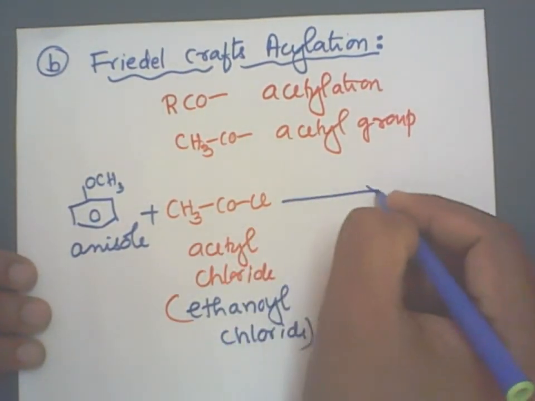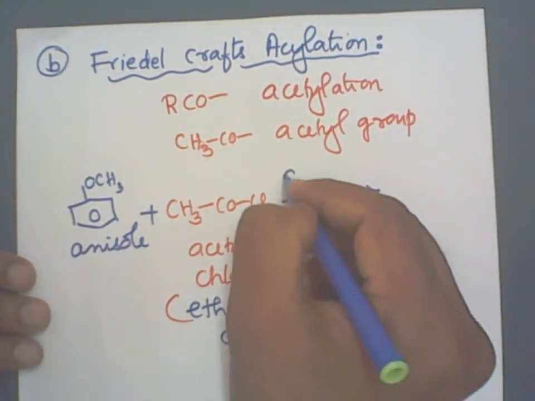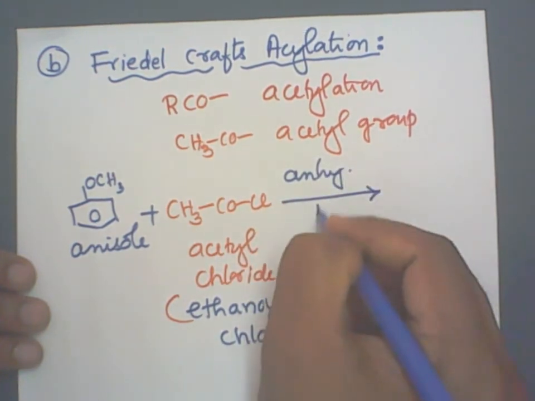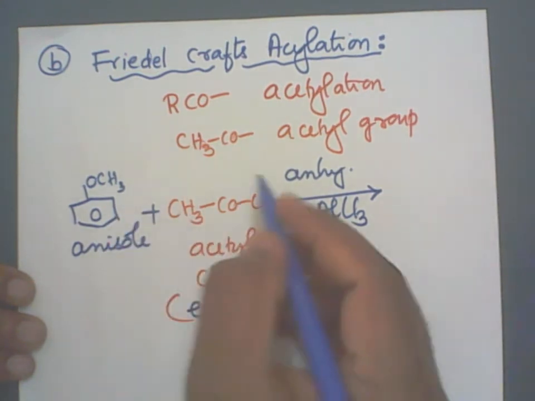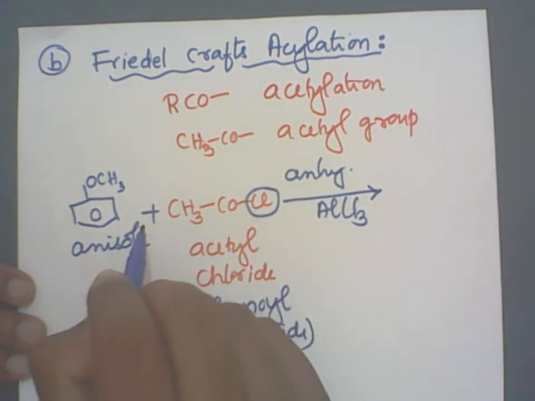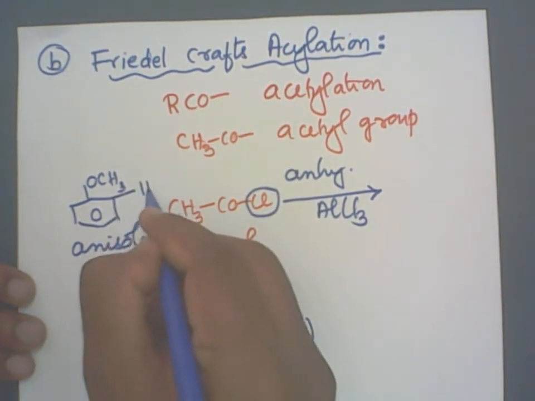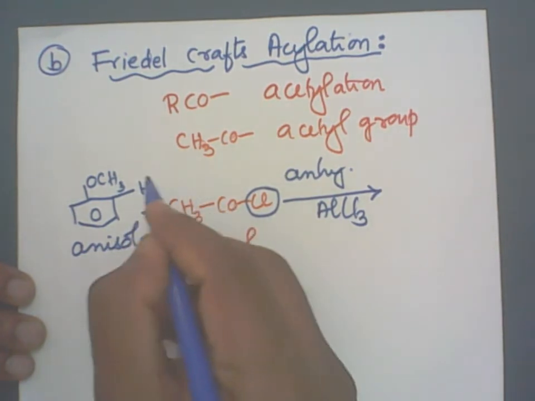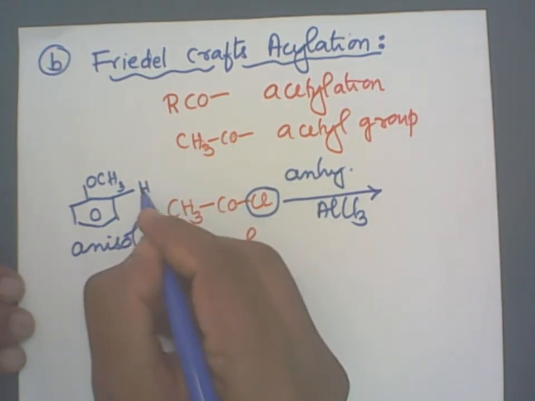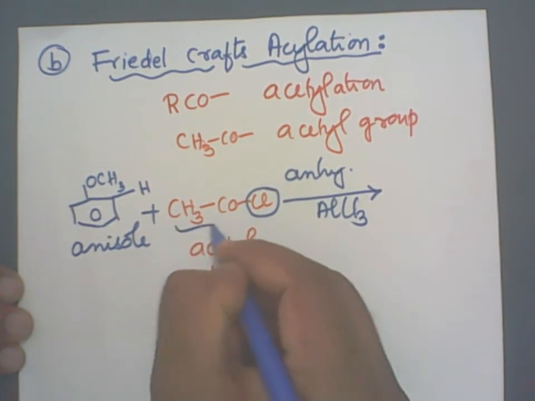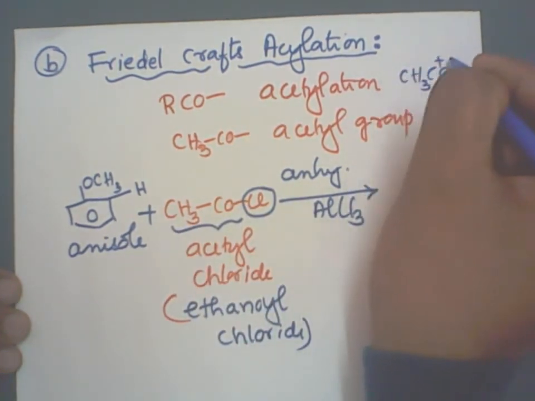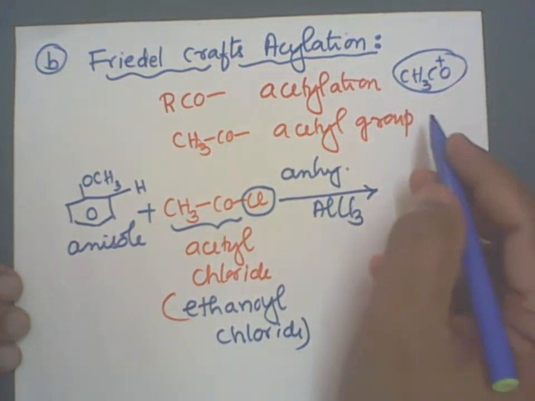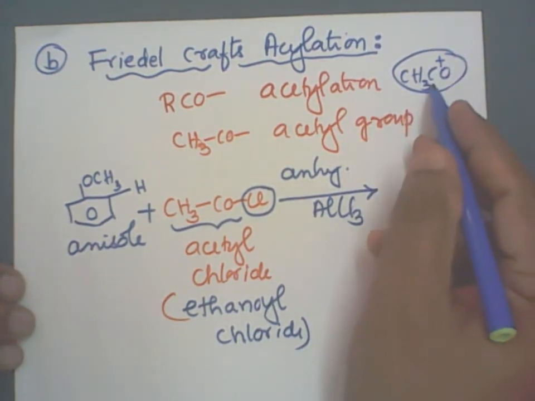Okay. Again, we require a catalyst. Okay, same catalyst, anhydrous aluminium chloride. So, which group do you have to remove? The chlorine atom you have to remove, and along with it, HCl. So, the electrophile H plus is replaced by one more electrophile, acetyl. So, we'll now get CH3CO plus. Okay. This is the acyl group, the acetyl group, which is the electrophile now.